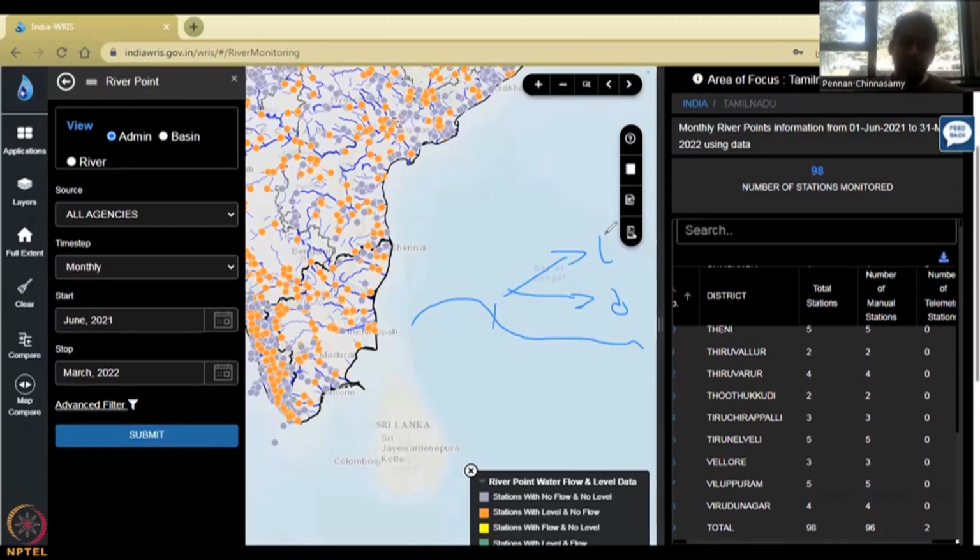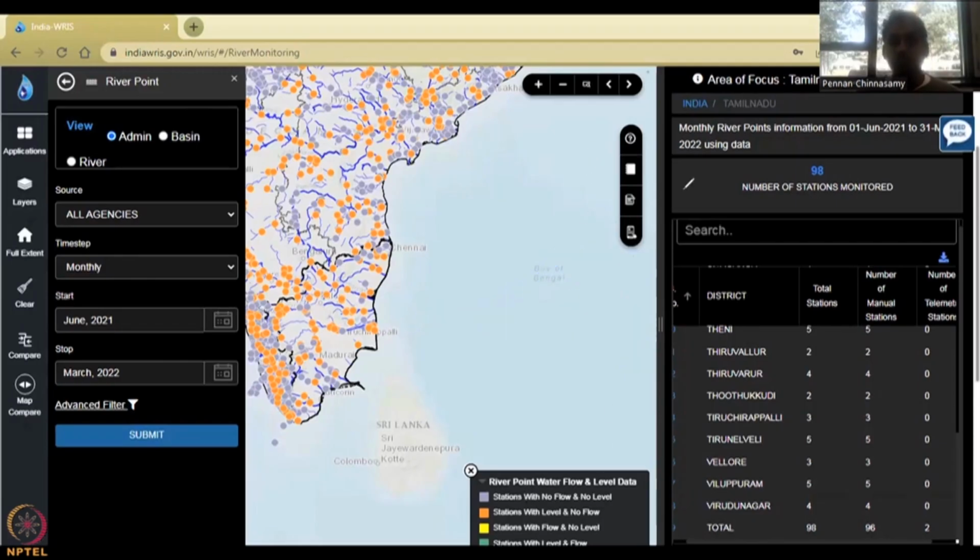The other instruments, as I said, can give you a flow, which is discharge, a flow rate. It is slightly expensive to have a discharge meter. That is why people put in level sensors and then convert to discharge later using rating curves. So that is what is mentioned here.